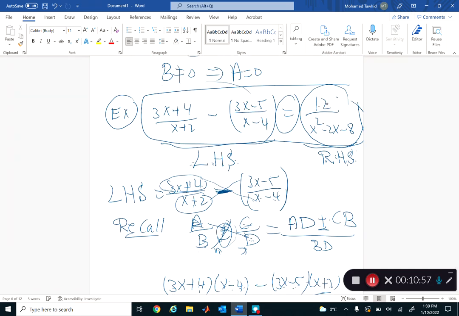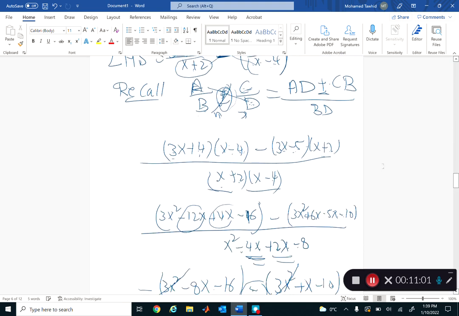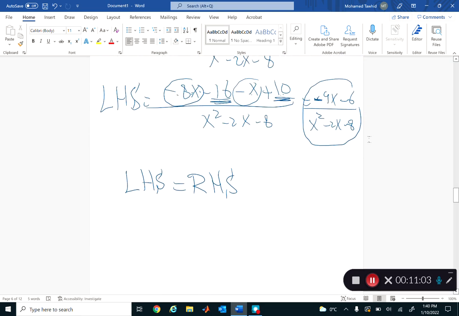Remember, your right hand side is 12 over x squared minus 2x minus 8. So I am going to equate them here, guys. So what is my left hand side? Now it becomes negative 9x minus 6 divided by x squared minus 2x minus 8, and that is equal to the right hand side up there, which is 12 over x squared minus 2x minus 8. Right? So that is what I have.